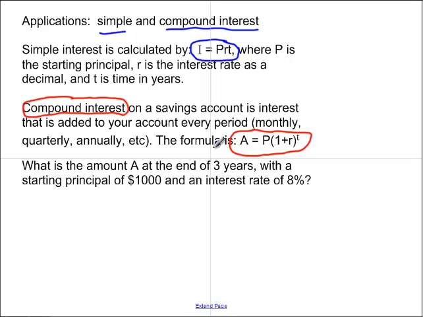So let's try and find out what the amount A, the total amount that you're going to have in your account at the end of 3 years, with a starting principal of $1,000 and an interest rate of 8%.